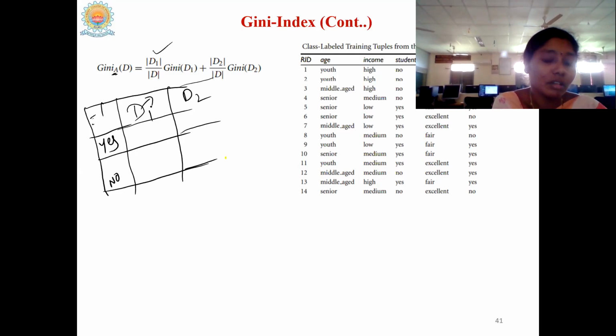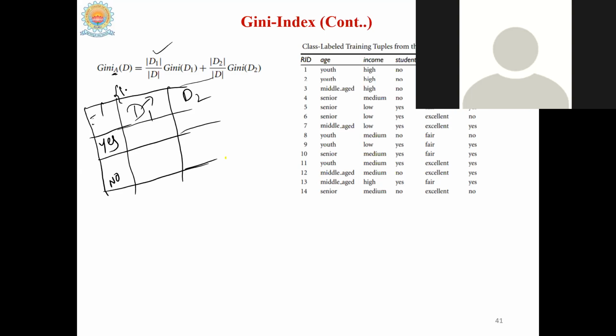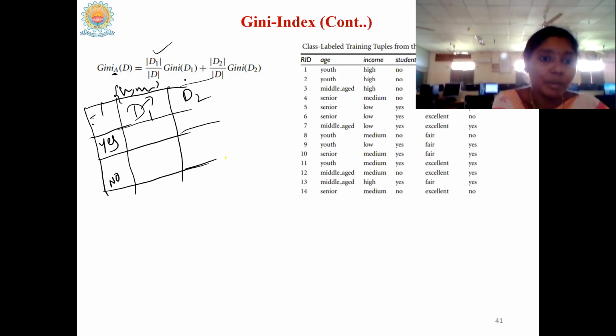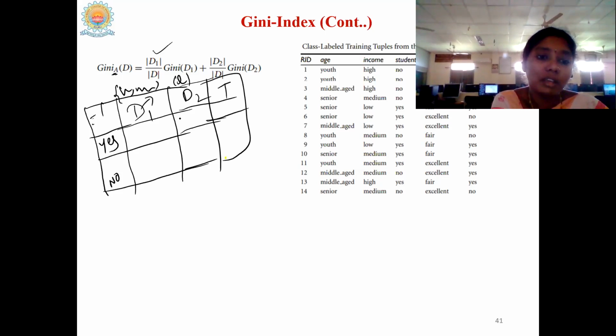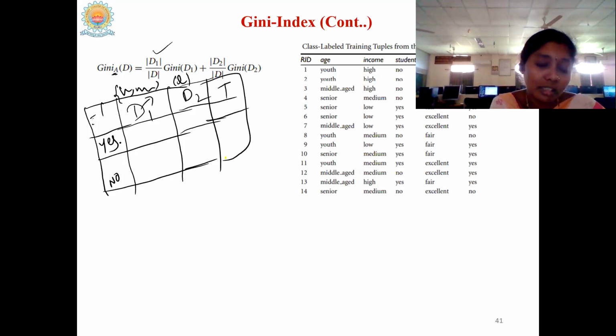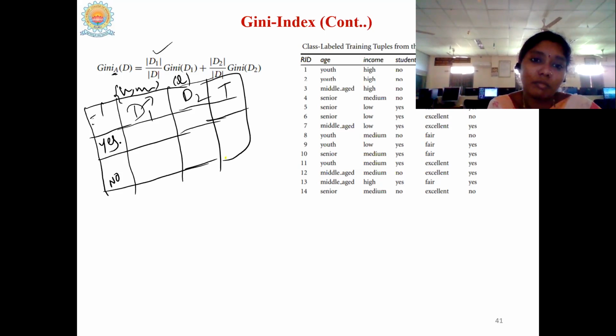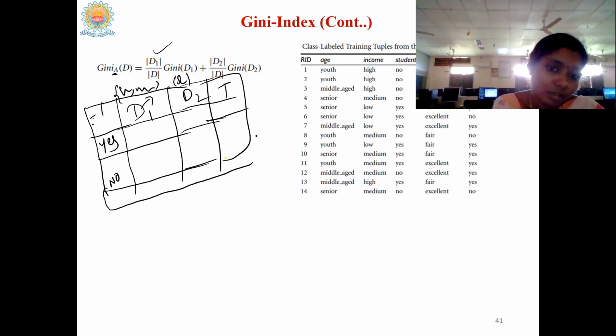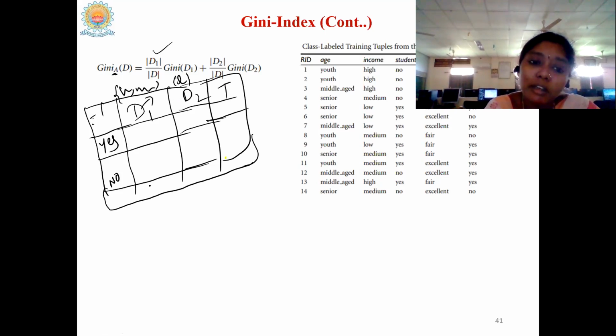D1 in the sense, income belongs to Low, high, medium, and this is the case of income belongs to low. There are 2 cases. And this is the total. So how many S classes are there in this D1 partition? I think no need to go for the details. How many tuples are there in the D1 partition?